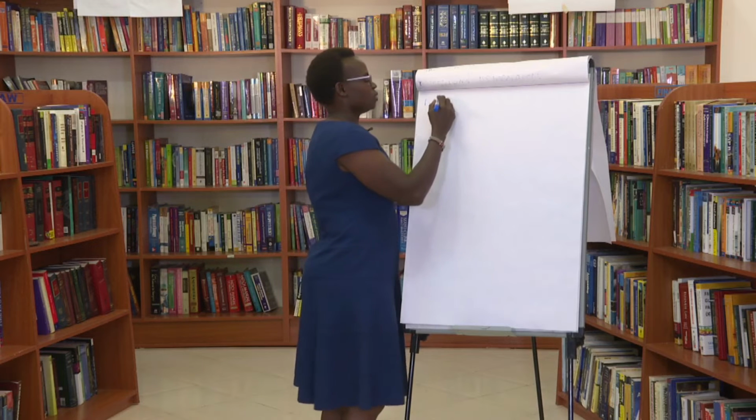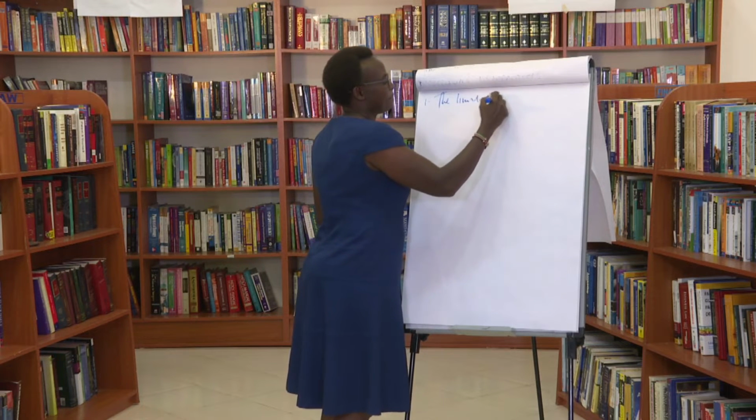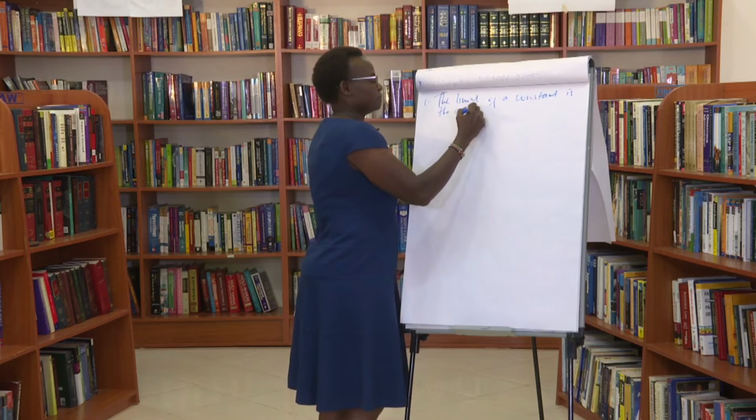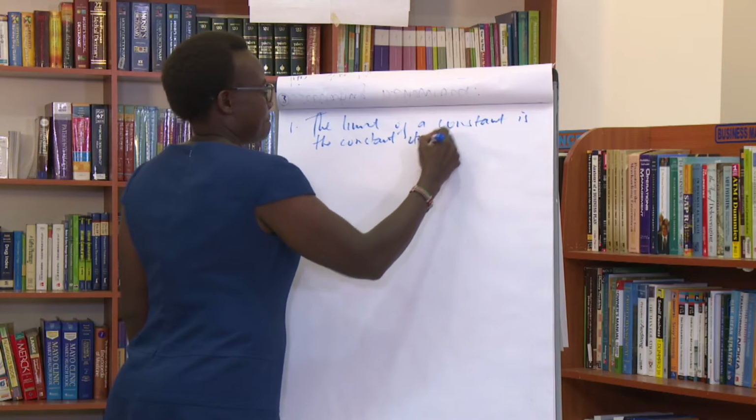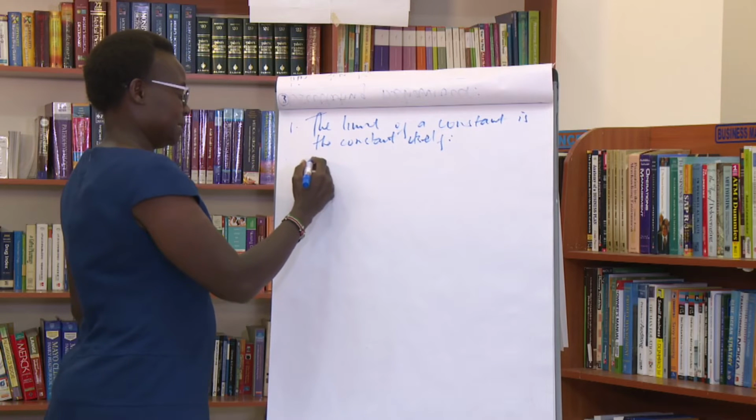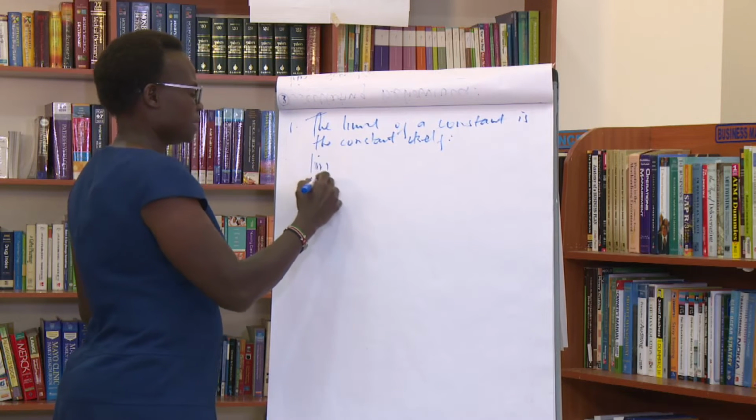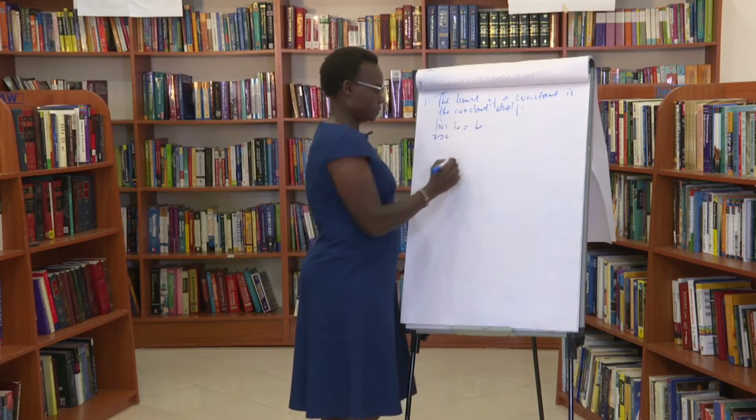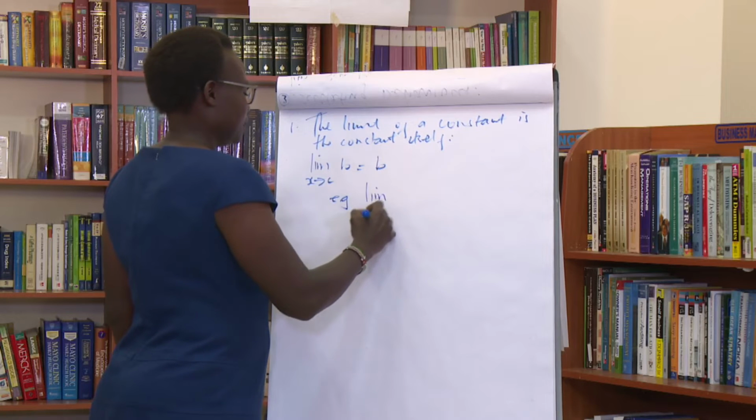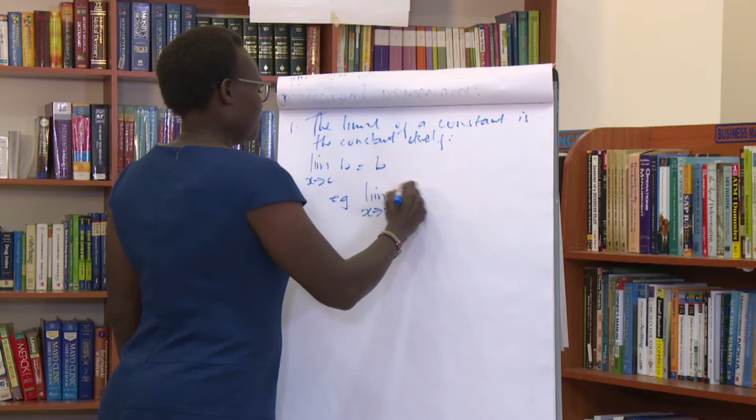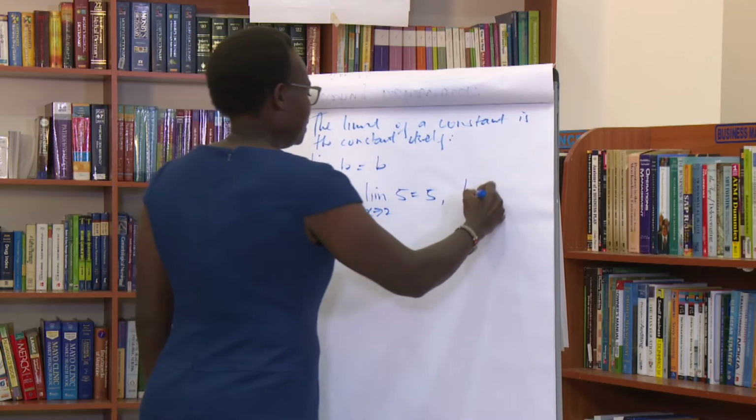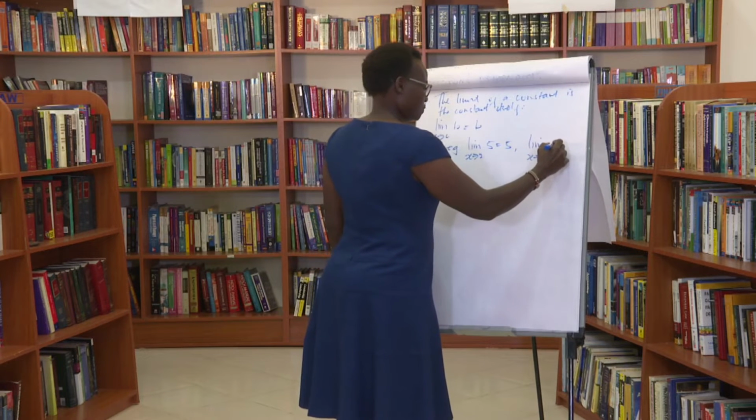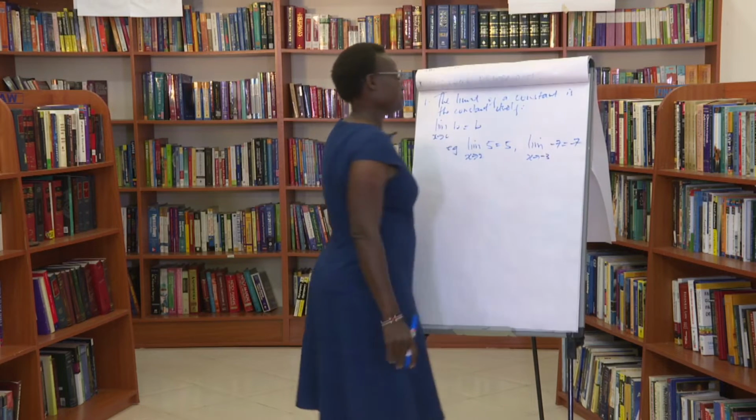So the first property is that the limit of a constant is the constant itself. If you have the limit as x tends towards c of b, remember we said b was a real number, this would just be b. Example: the limit as x tends towards 2 of 5, the answer is 5. Or the limit as x tends towards negative 3 of negative 7 will just give us negative 7.